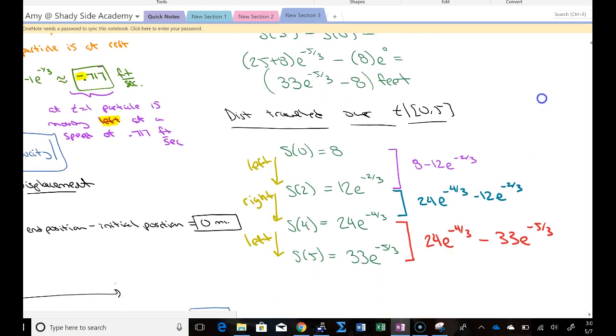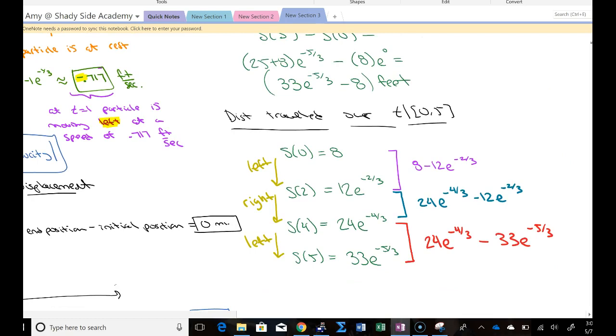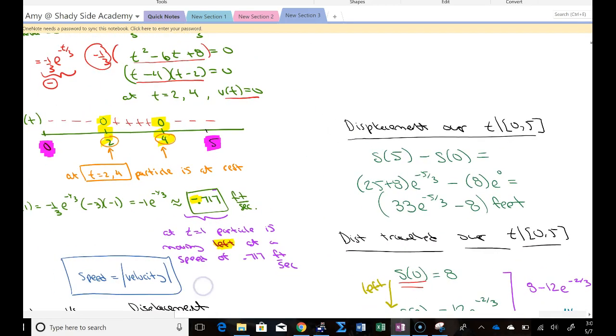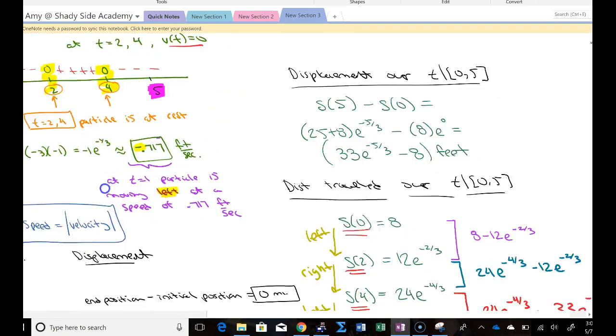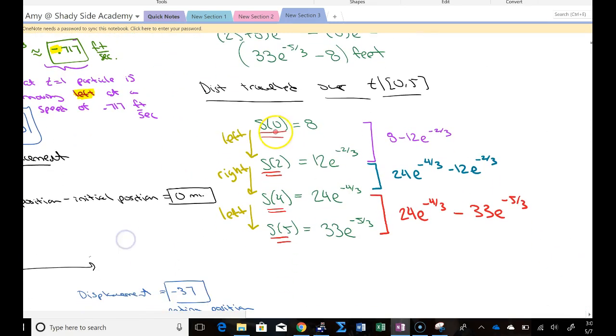Distance traveled is going to be a little bit more interesting. So here's what I did. Look at the position values I needed to find. Why did I have to do that? Because the particle changes direction at 2 and at 4. And so I made this little note to myself: I need to find the position at these times. And look what I did here.